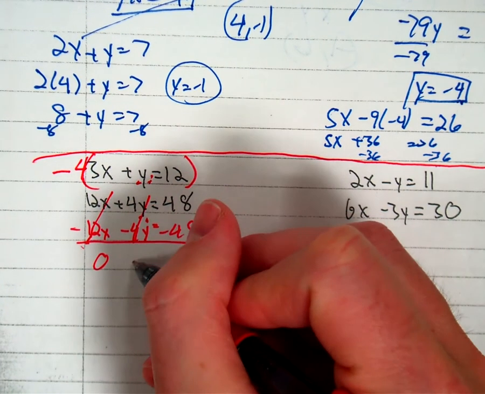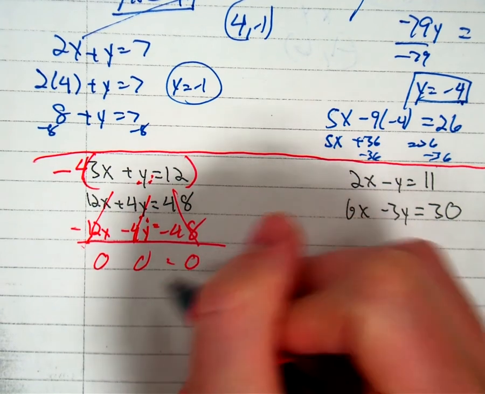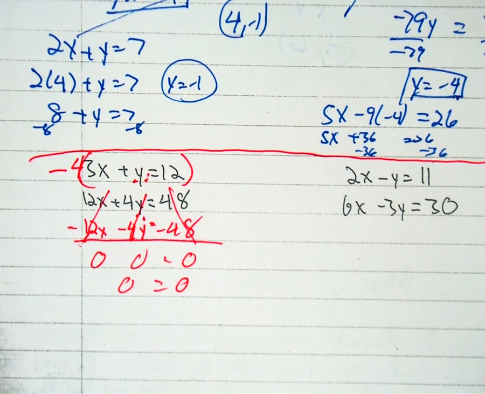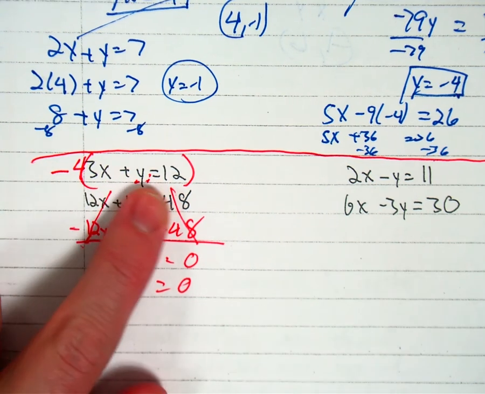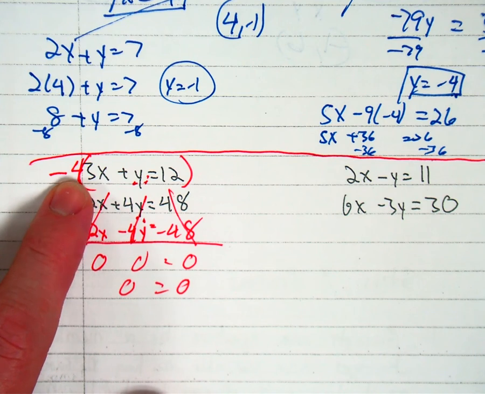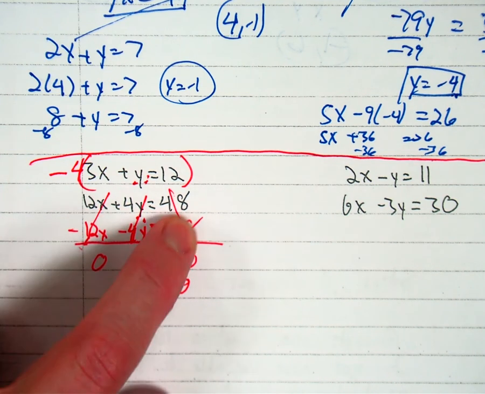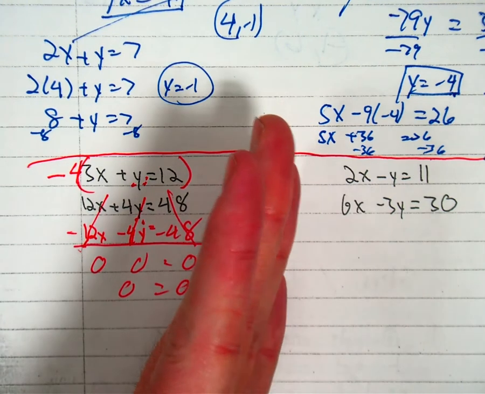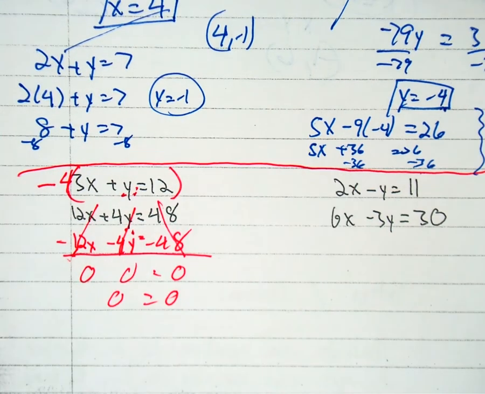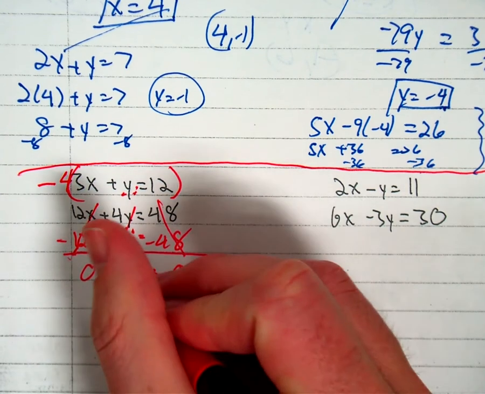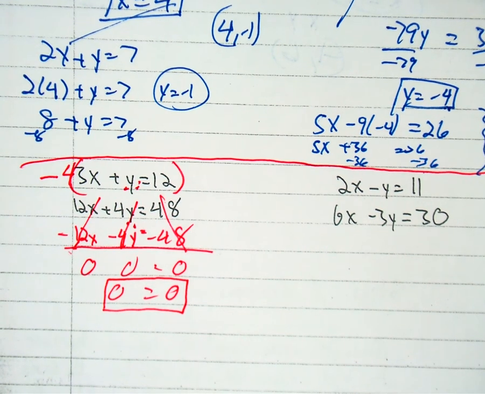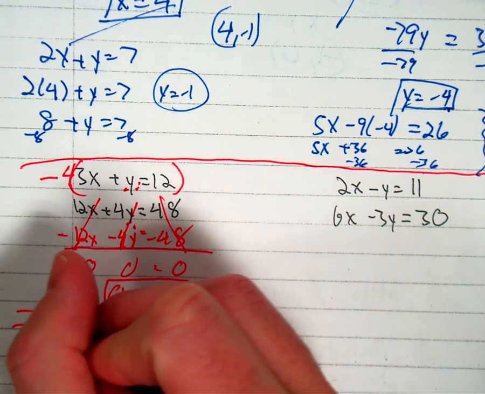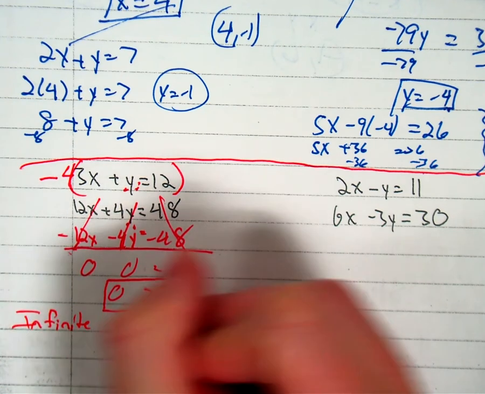0 equals 0. So 0 plus 0, 0 equals 0. Everything canceled out, and it's 0 equals 0. What that means is that this is the same line. Look at 3x plus y equals 12. If I multiply this row by positive 4, I would get 12x, 4y, 48. So when it's the same line on top of each other, they share all the points in common. When everything cancels out and it's a true statement, like 0 equals 0 or 5 equals 5, that means it's infinite solutions because they're the same line. Infinite solutions.